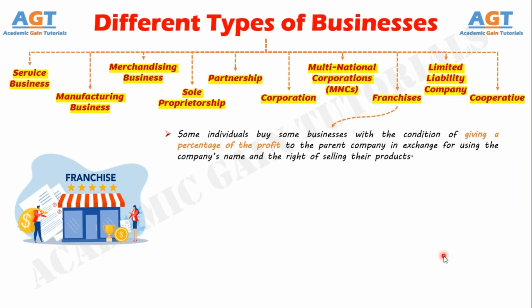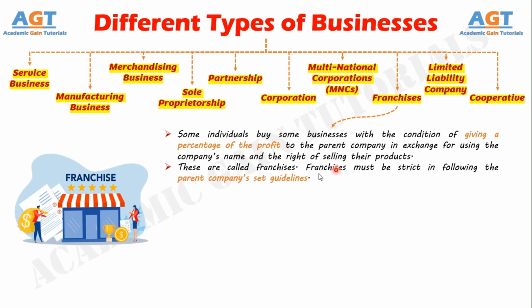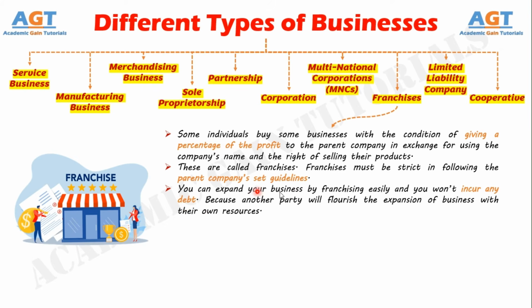Number 8. Franchises. Some individuals buy some businesses with the condition of giving a percentage of the profit to the parent company in exchange for using the company's name and the right of selling their products. These are called franchises. Franchises must be strict in following the parent company's set guidelines. You can expand your business by franchising easily and you won't incur any debt, because another party will flourish the expansion of business with their own resources.